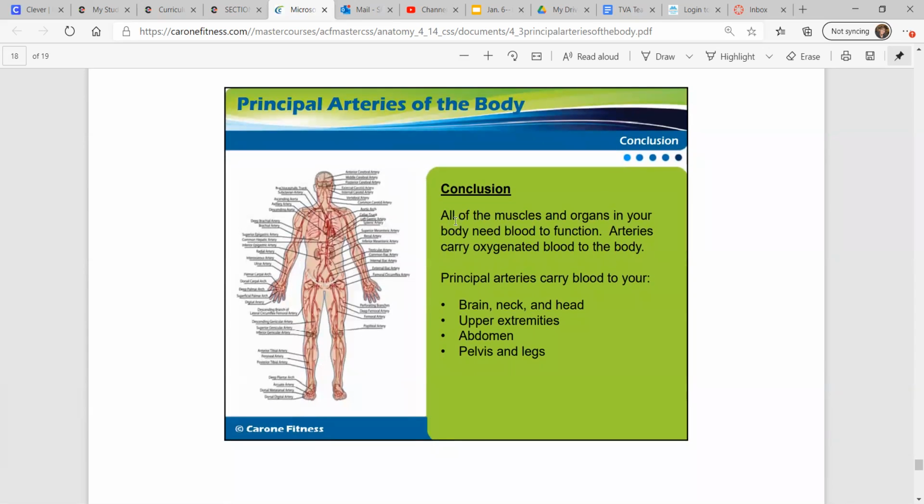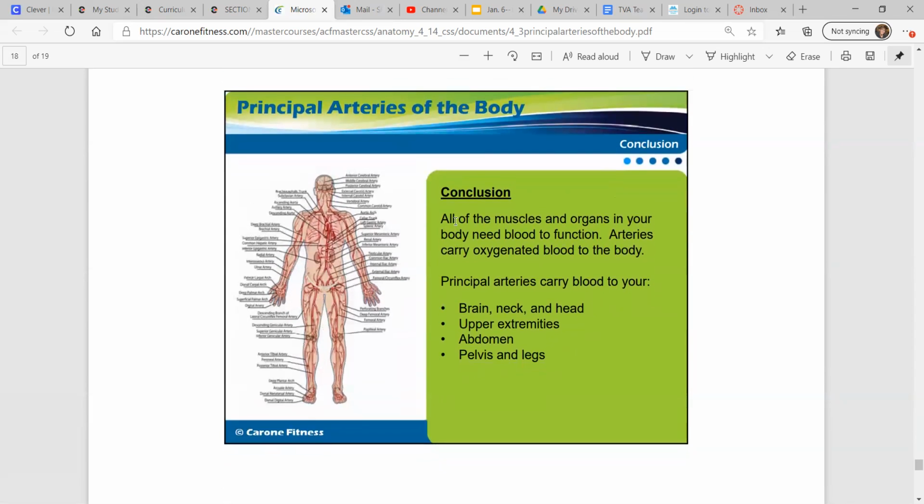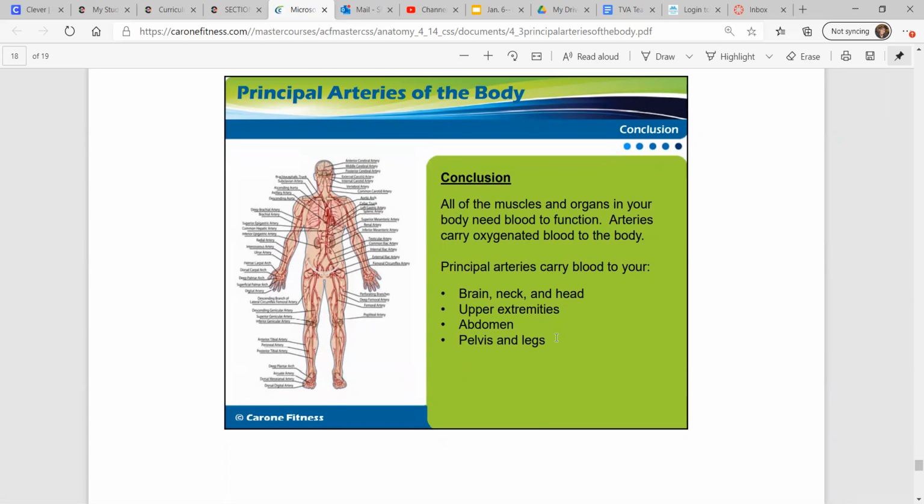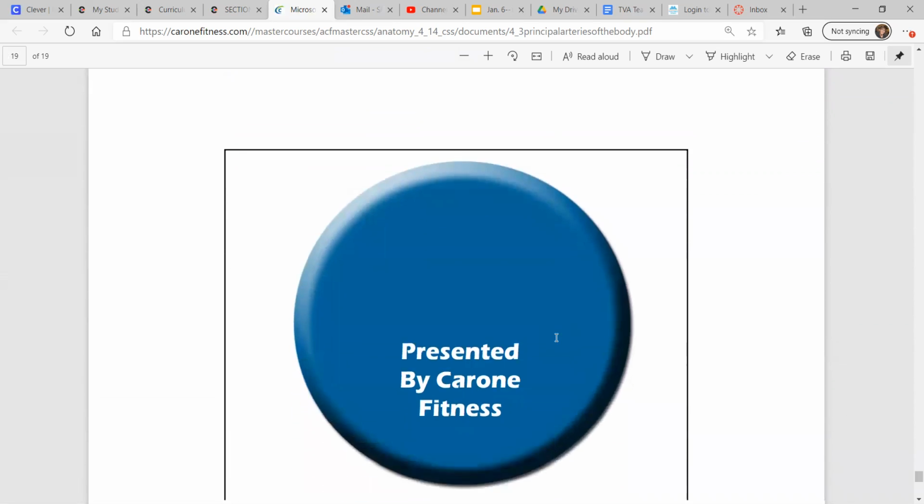And in conclusion, all of the muscles and organs in your body need blood to function. Arteries carry oxygenated blood to the body. Principal arteries carry blood to your brain, neck, and head, your upper extremities, like your arms, abdomen, pelvis, and your legs. All right. That's the end of the principal artery section of the body.